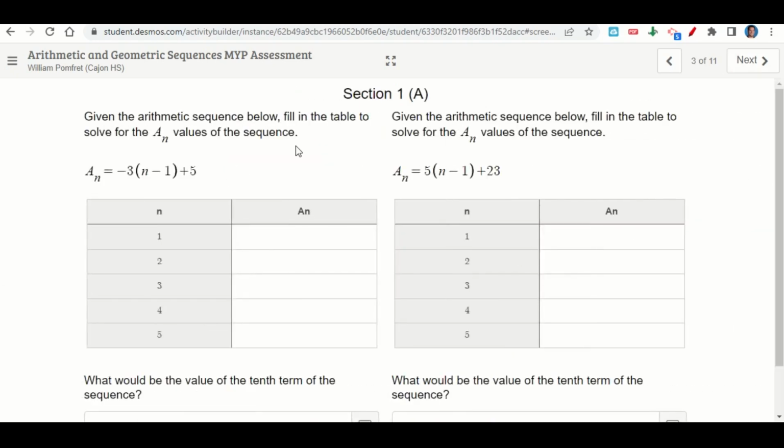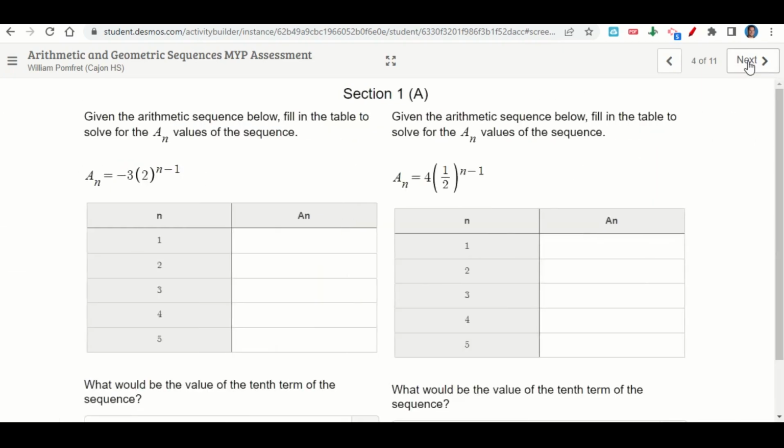For this one, you're given an arithmetic sequence written in explicit form, and you're asked to fill in this table. So what is A1? Well, we know that A1 is this value here, so it's 5. Then you're going to fill in the rest of the table by putting 2 in for n, and then 3, and then 4, and 5, and so on. You're going to put all those values in, and then you're going to find the 10th term. You'll do that for each of these 2 tables.